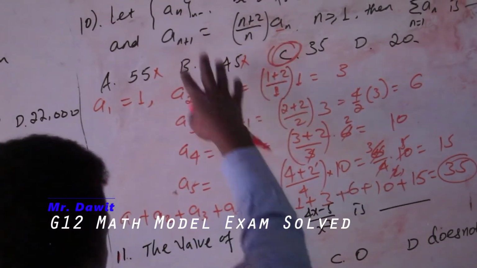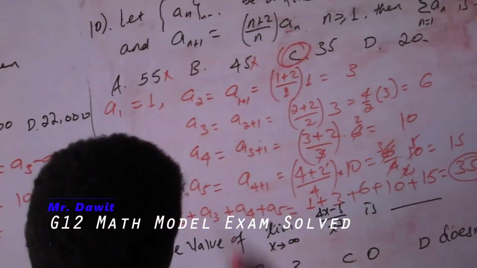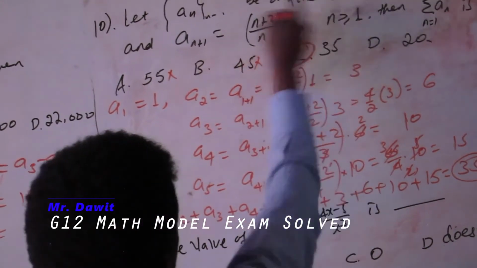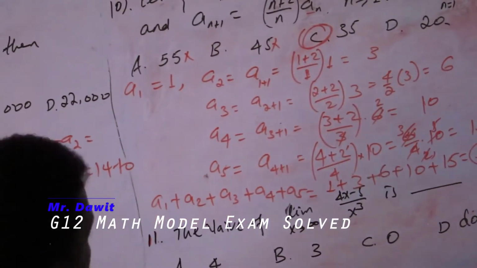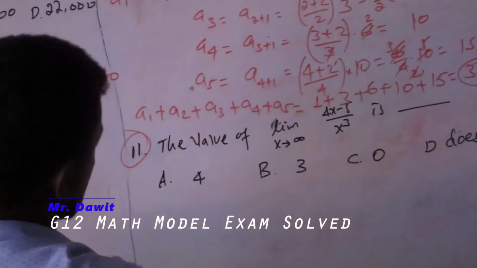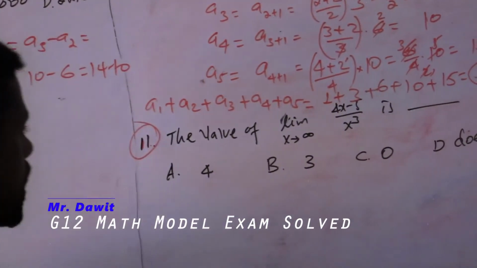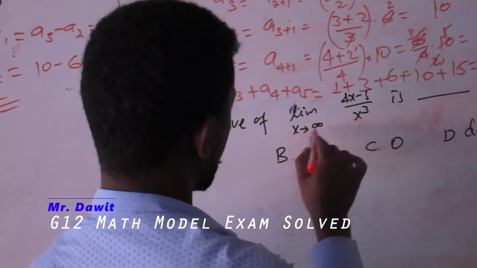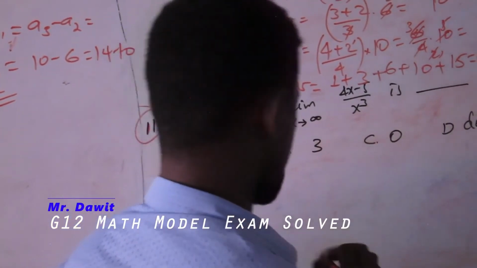A1 is given already, so we have solved for A1, A2, A3, A4, and A5 by using this recursive formula. When you come to the 11th question, it says: the value of the limit of x minus 5 over x cubed as x tends to infinity is dash.